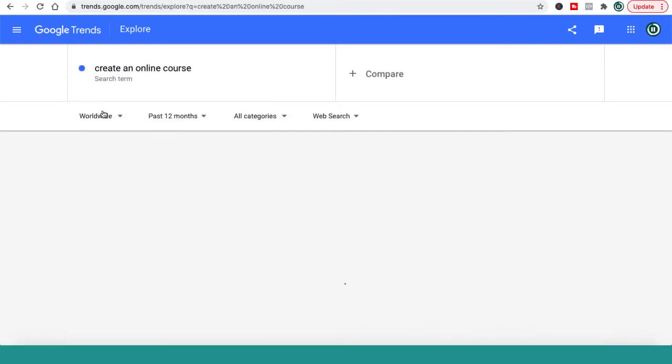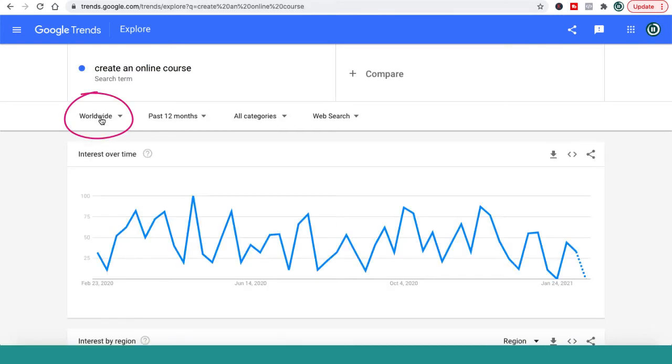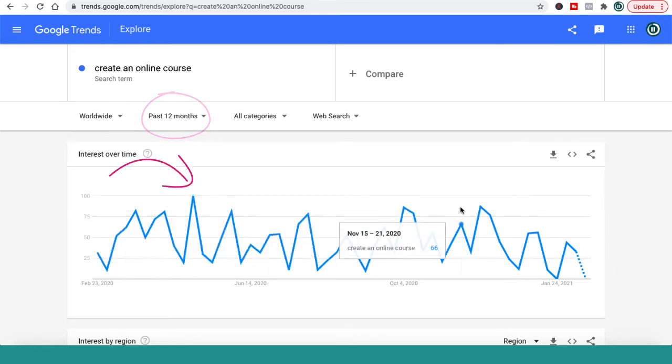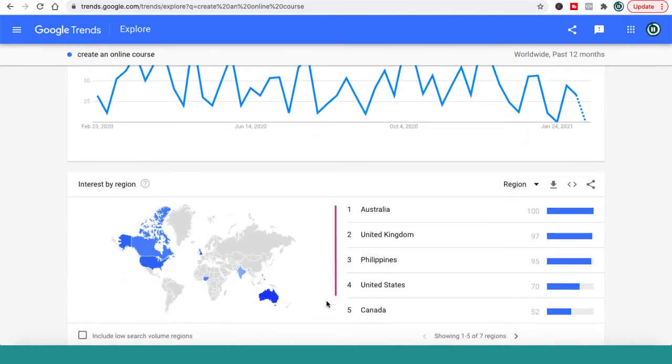Search the term. I'm going to go across the world at the moment. I'm looking at the last 12 months. Wow, in May it was looking really, really good. It looks like it fluctuates quite a lot. And let's have a look by the countries. Australia's got the highest search for it, and then the United Kingdom.